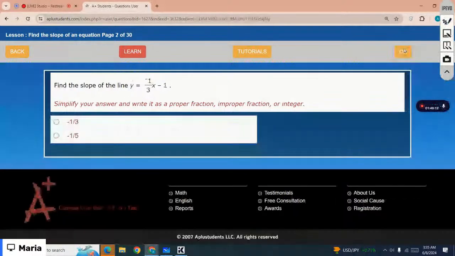Find the slope of the line y equals negative 1 by 3x plus 1. So which is the correct option? The correct option is negative 1 by 3. So the slope is negative 1 by 3.